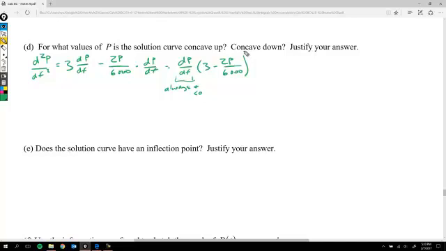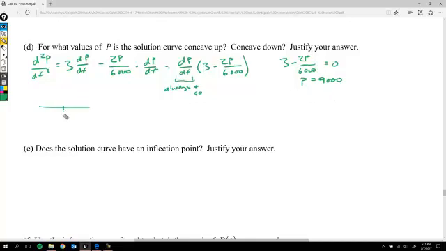And you do that by setting your second derivative equal to 0. This is always going to be positive. It's never going to reach 0. So I don't have to worry about this. All I have to do is set (3 minus 2p) over 6,000 equal to 0 and solve for p. Okay, and if you solve for p, you end up getting 9,000. So 9,000 is my potential inflection point.